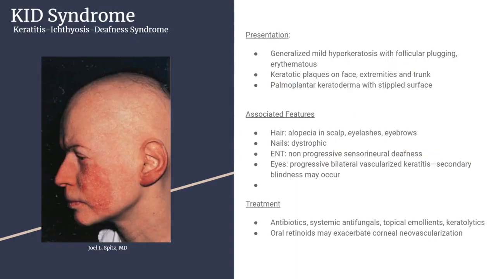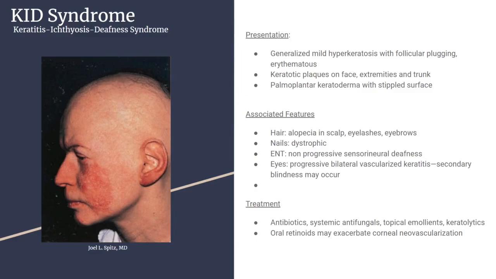KID is a good syndrome because it helps tell you what's in the syndrome. It's like CHILD syndrome. So KID is keratitis, ichthyosis, deafness syndrome. So it presents with just that. Hyperkeratosis for your ichthyosis, and that includes follicular plugging and erythema. The keratotic plaques can be found on the extremities, face, and trunk. There can also be a palmar plantar keratoderma with stippled surface.